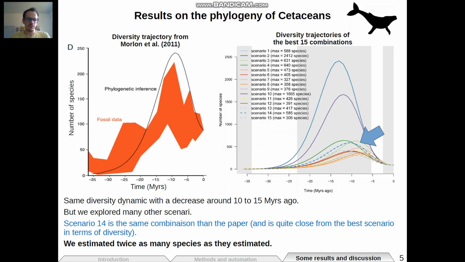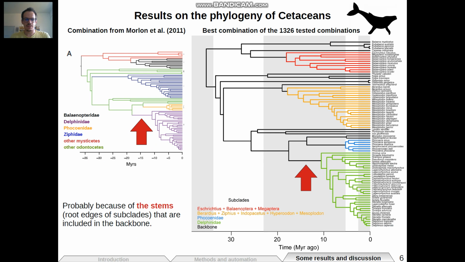But if you look more carefully, we estimated twice as many species as they estimated, and this is probably because the stems, which are the root edges of subclades, have been included in the backbone. So because we expect that they bear an extinction signal too, maybe we better estimate extinction here.